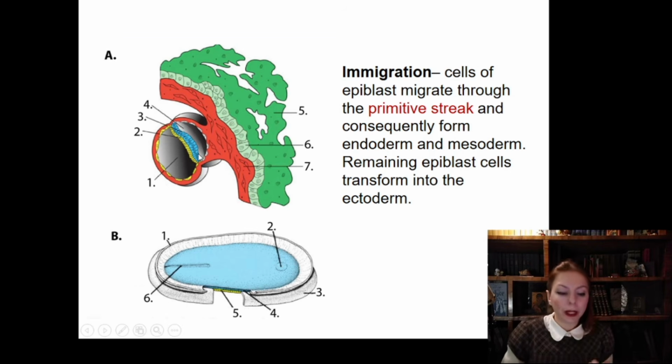Sorry. So the epiblast, through the primitive streak, gives rise to all three germ layers. Then the cells remaining in the epiblast form the ectoderm.